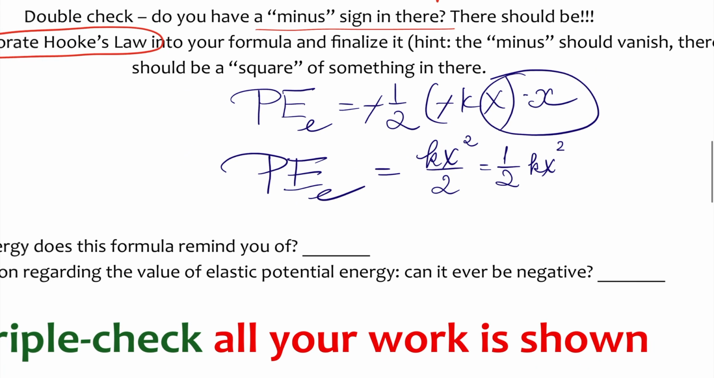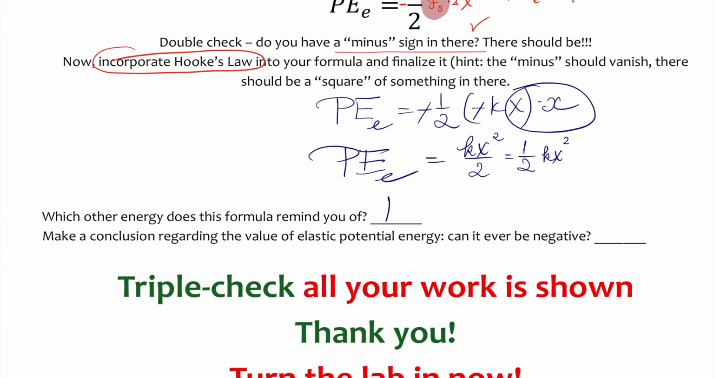Which formula does this remind you of? Kinetic energy formula. That is mv squared over 2. And in some of the homework problems in the packet, you will see how potential elastic energy turns into kinetic energy, and you can set them equal to each other.